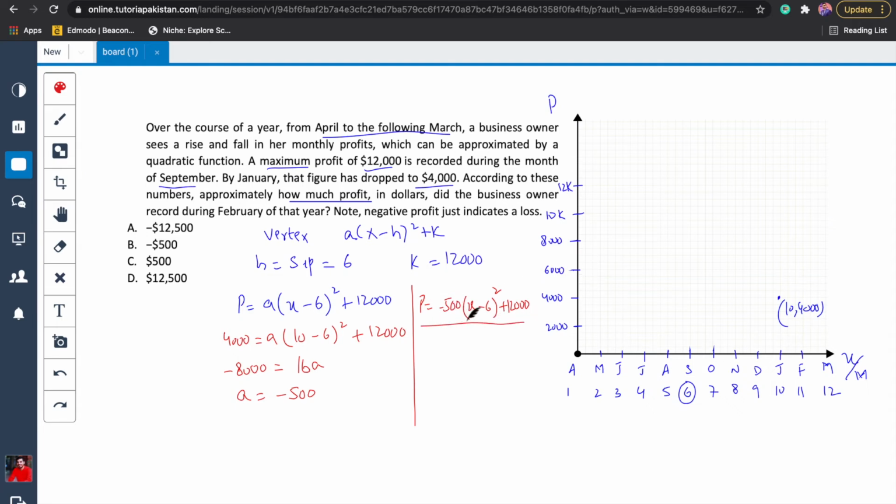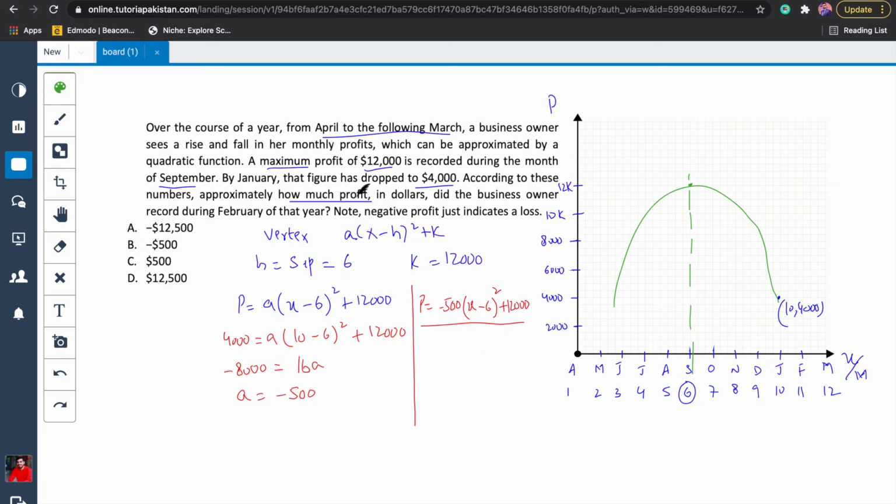Now this A is minus 500. It is a hint that our graph is basically an N-shaped graph. So if I draw the graph, it will look something like this. In September, the maximum value is 12,000. And we have another point. So if I draw a rough graph, it should look something like this. This is the graph. And this is our vertical line. This is the mirror line. This is x equals minus b over 2a.